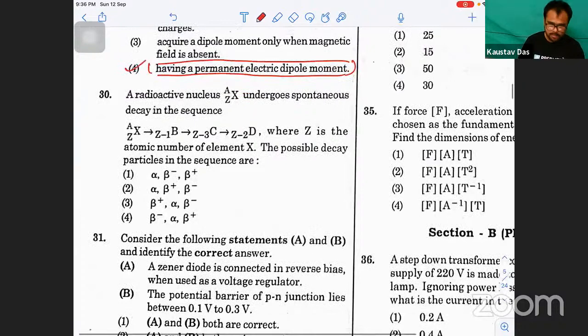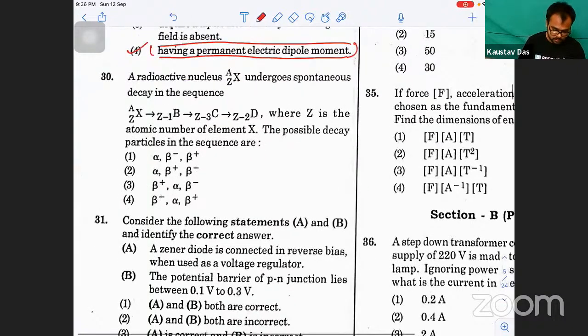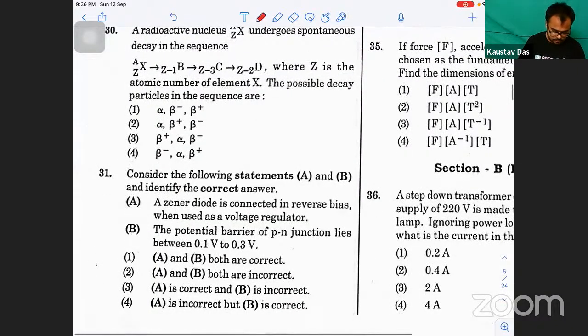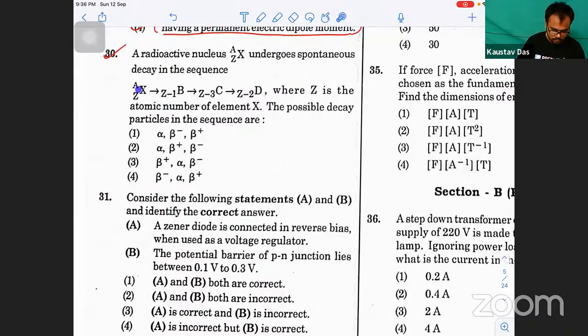It's pretty simple. You don't have to think more. You don't have to go through all the steps. You can understand it in 1 or 2 steps only. It is Z to Z minus 1. So here, if a beta particle is emitted, it should have Z plus 1. As it is now a beta minus, the atomic number is reduced by 1. So obviously here option number 4 is the correct answer. You don't have to go for other steps. You can think about the answer at first sight. So here option number 4 is the correct answer for question number 30.